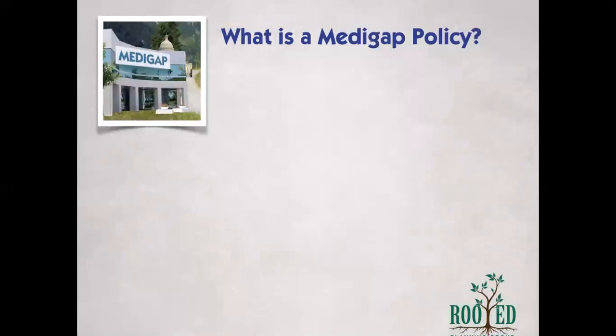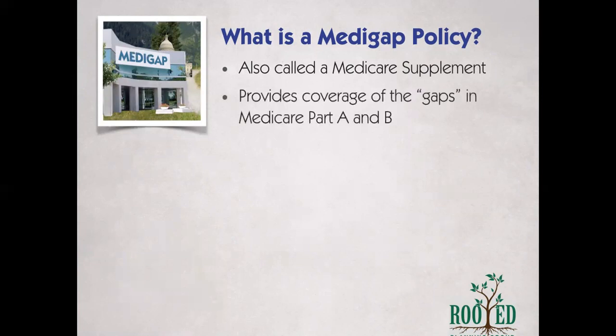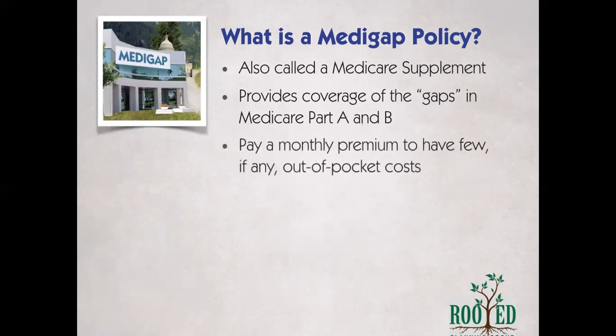Let's learn a bit more about what a Medigap policy is. Medigap policies are the same thing as Medicare supplements. It is coverage provided by a private insurance company. These policies cover those things that Medicare Parts A and B do not cover, such as the $1,400 hospitalization deductible or the 20% coinsurance for healthcare services. With this coverage, you essentially pay one monthly premium, but then have very few, if any, out-of-pocket costs.